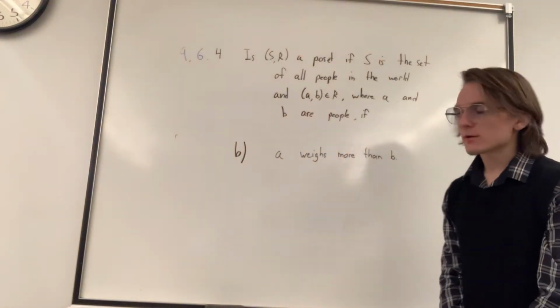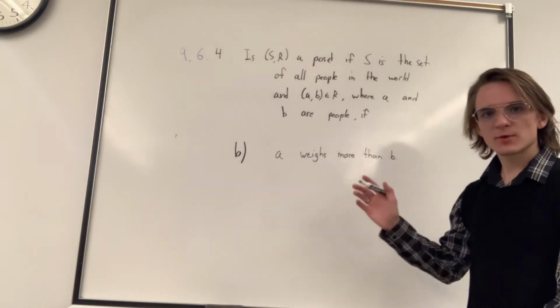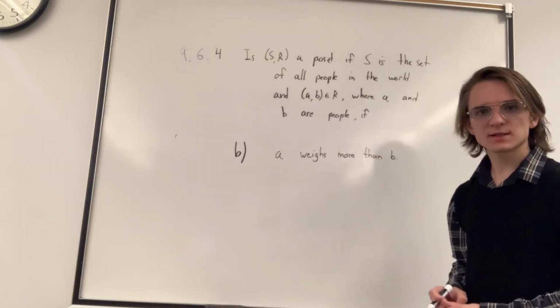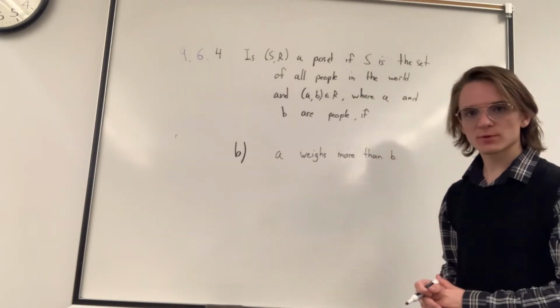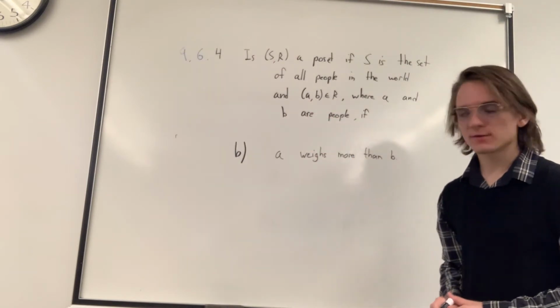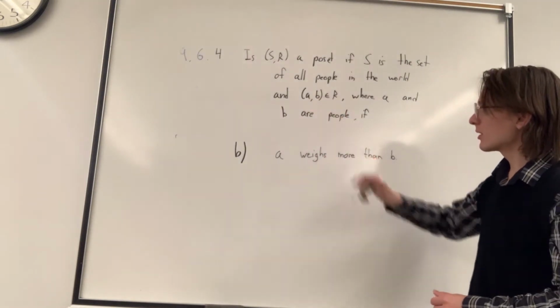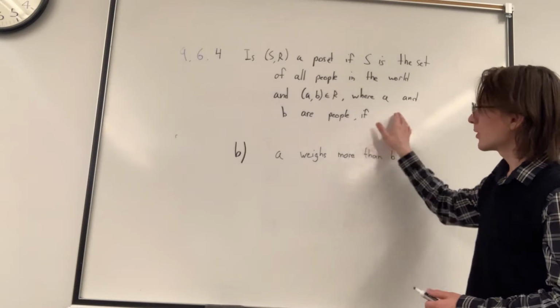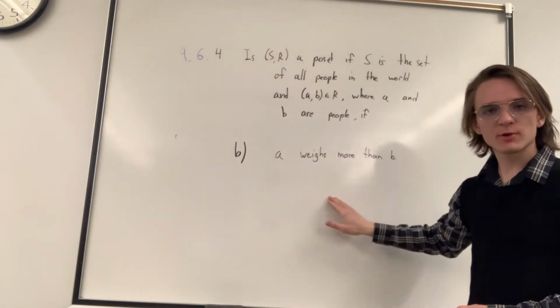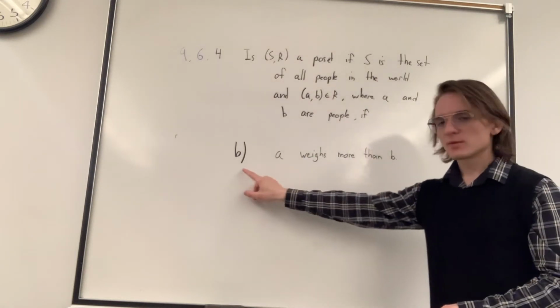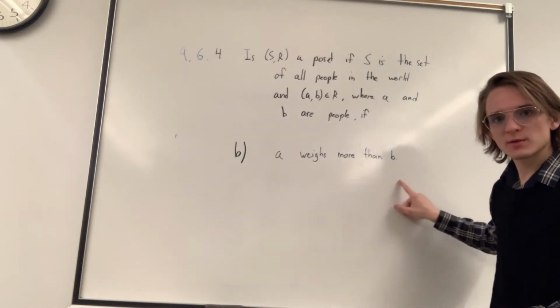Is (S, R) a poset, where S is the set we're given, that is the set of all people in the world, and R is the relation we're given, where (A, B) is in the relation, where A and B are people, if the following holds true: A weighs more than B.